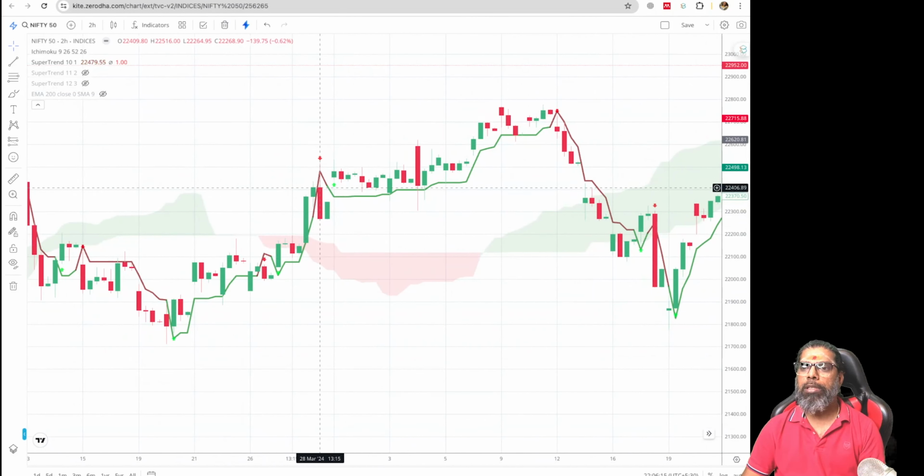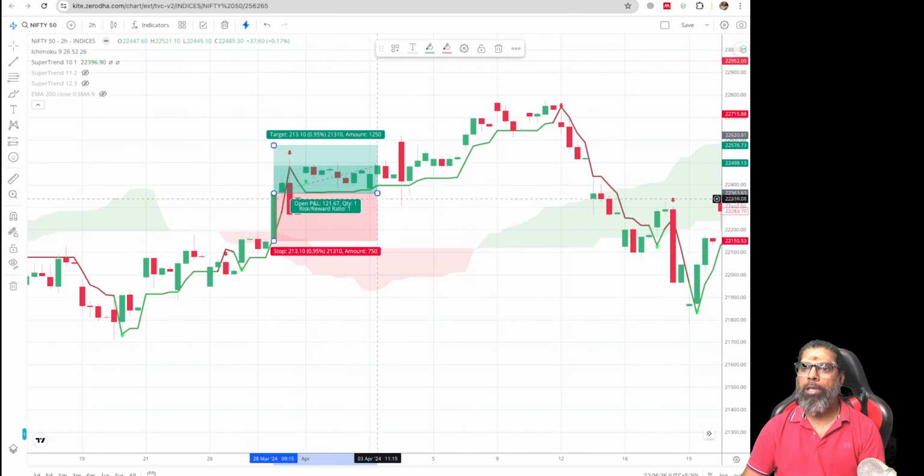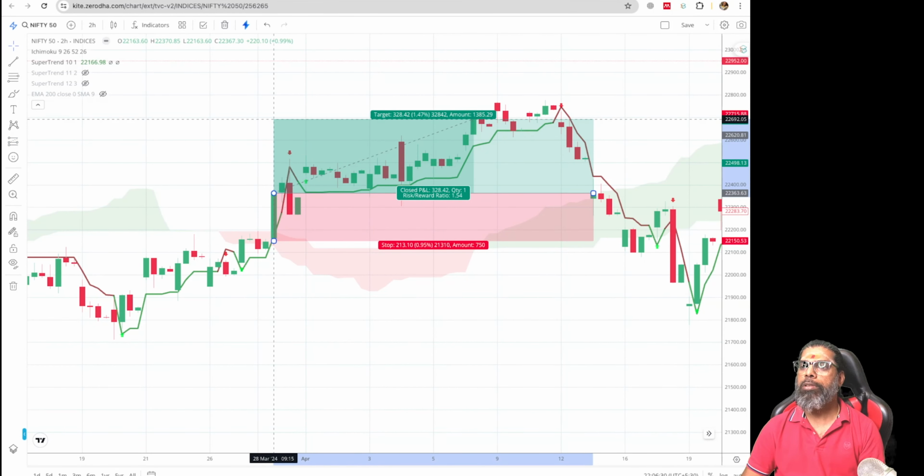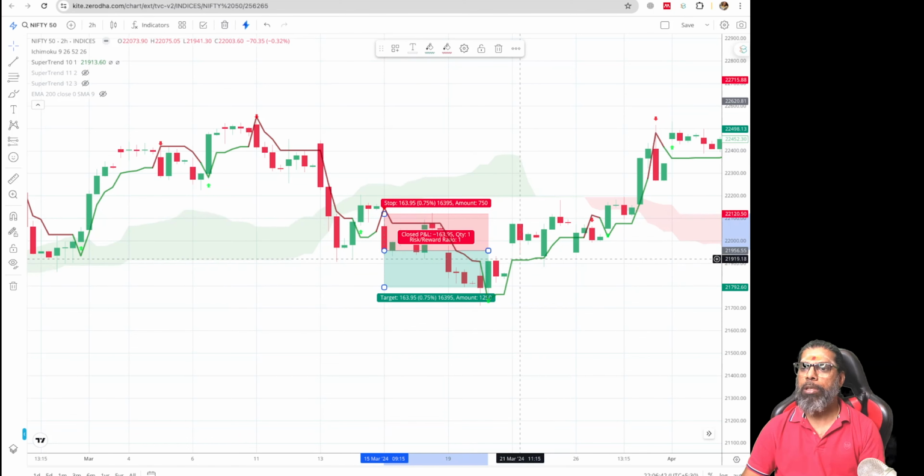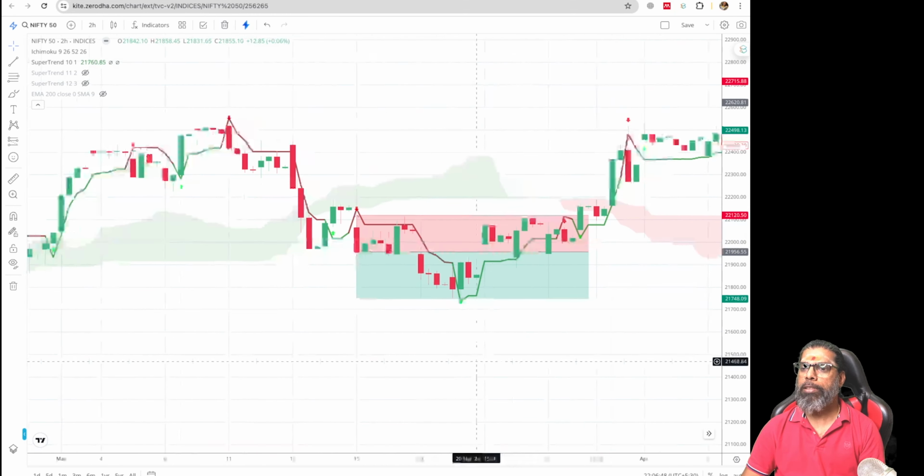You can go for a long here when it crosses. This is your long position, 1:1.5. Yeah, this is your successful trade. Let's look at shorting. Let's look at this short position here. This is your entry, this is your stop loss. Yeah, this is also a failure, it also didn't work.